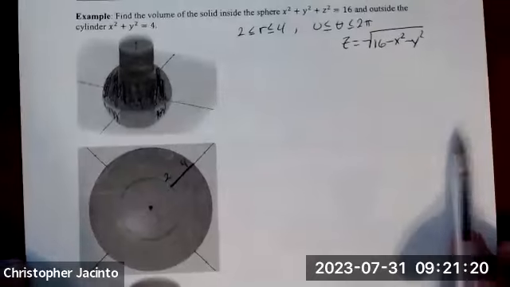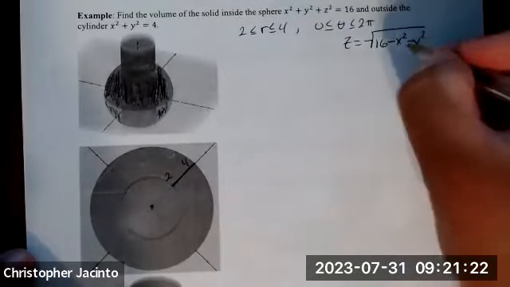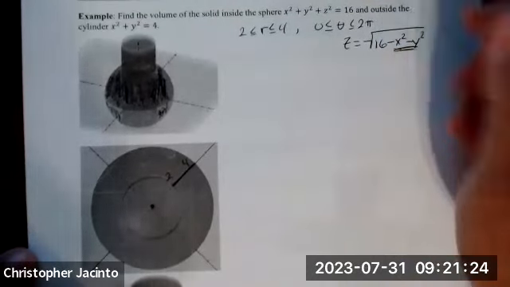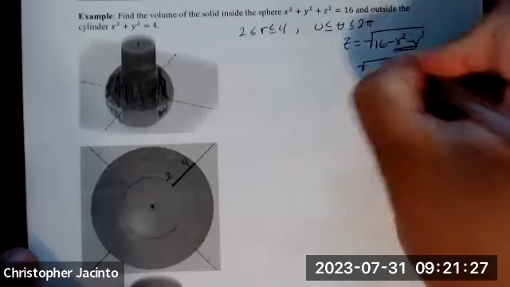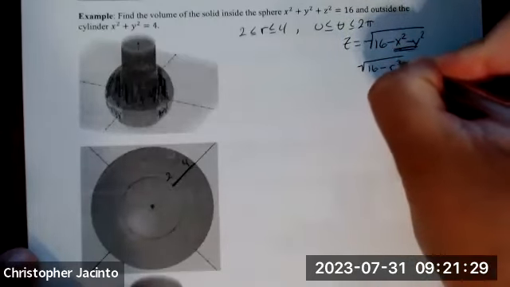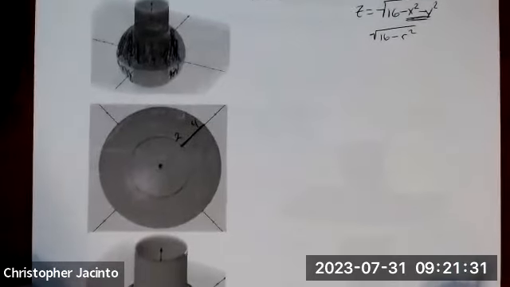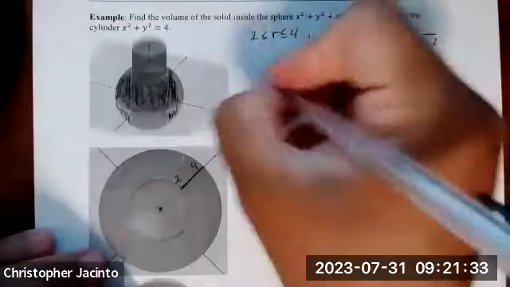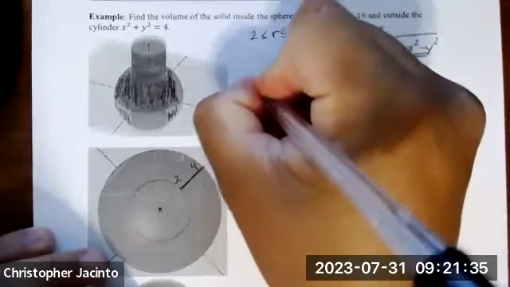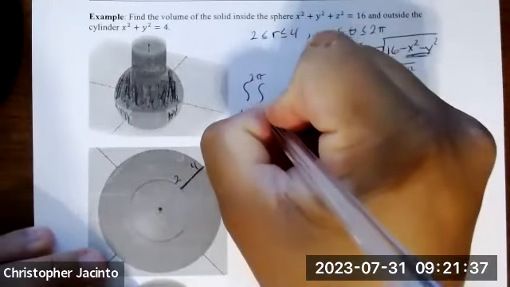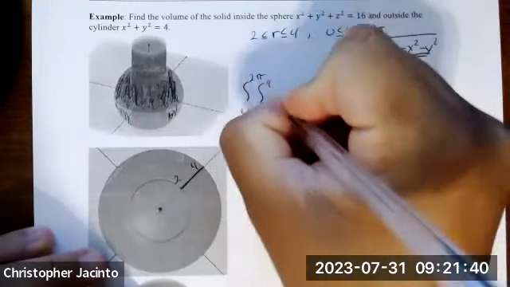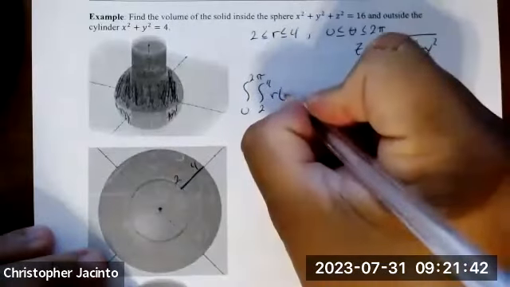Okay. All right, so now we do this, and again, notice x squared plus y squared. So this technically becomes 16 minus r squared. Okay. So we're going to take the integral 0 to pi, and then from 2 to 4 of r times all of this.